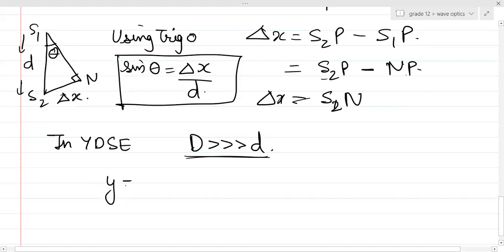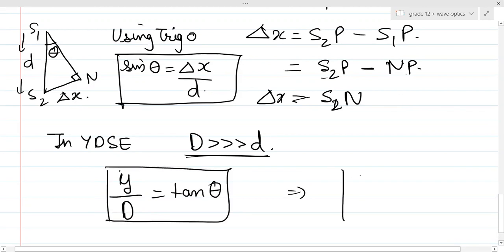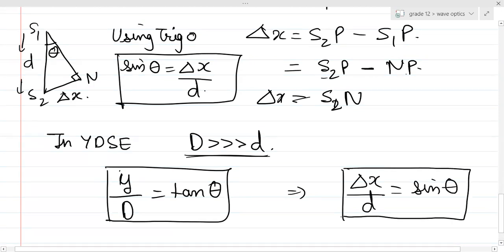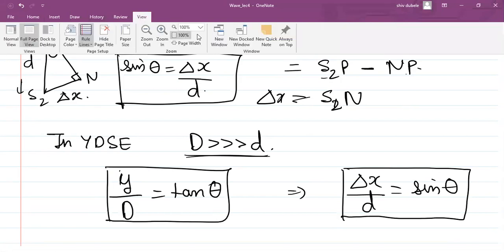Write this down: y by D is equal to tan theta, and one more relation is delta x by d is equal to sin theta. Write this much. Once you're done with this, then we'll write the next assumption, okay? This is a special case, a special case of this also.